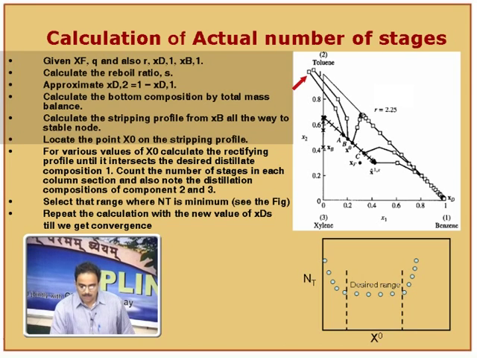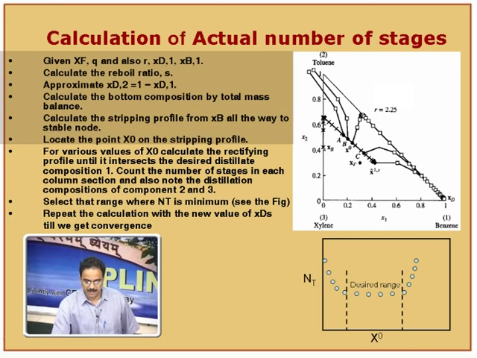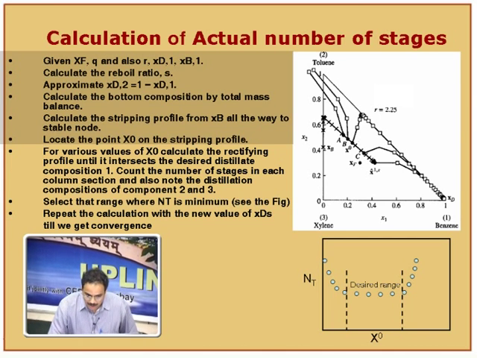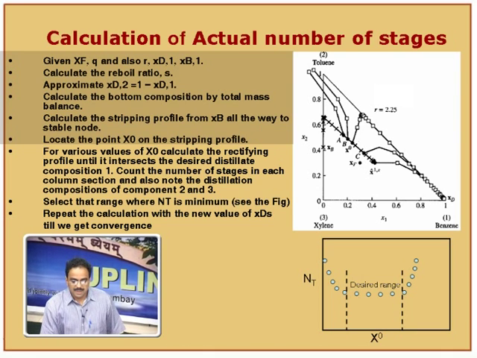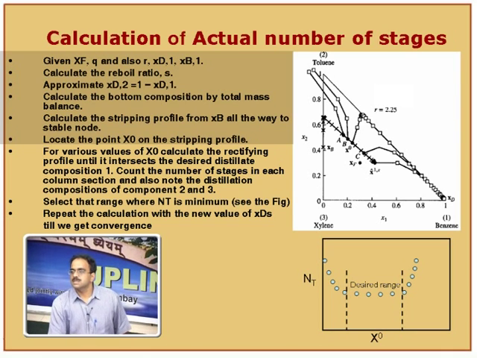Then I move this point x0 from A to position B, okay, and again start solving rectifying section profile equation in opposite direction. Again the same thing happens, right. That means again point B is not the intersection of these two profiles. I move it further, I get this point, okay.